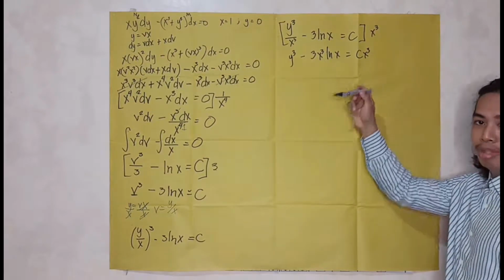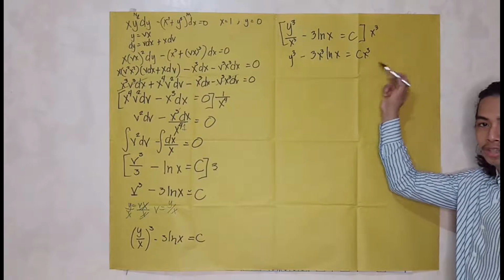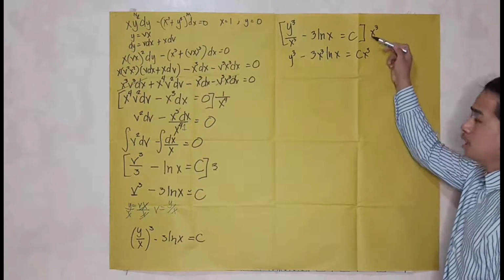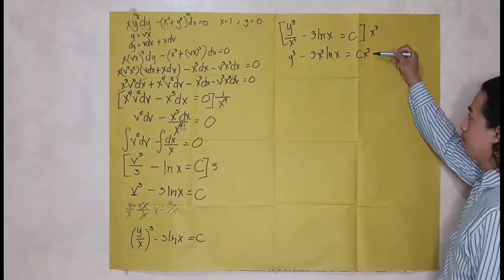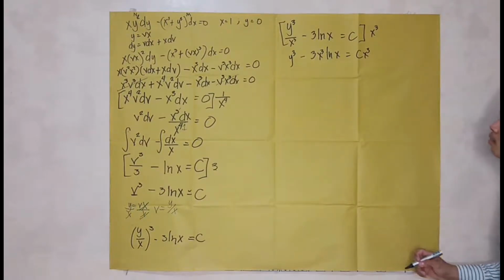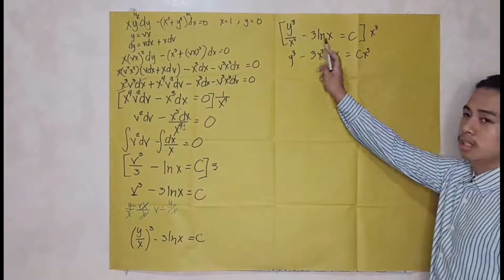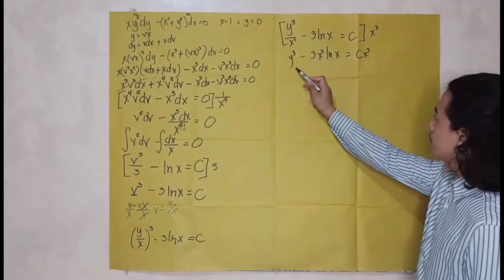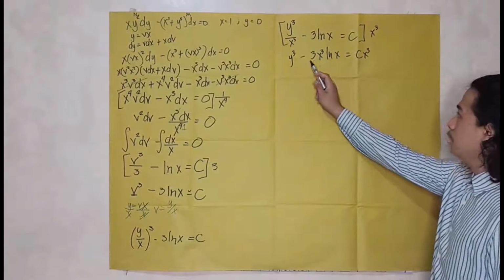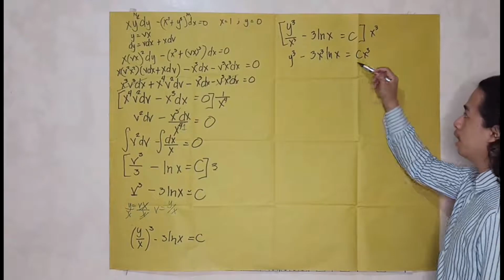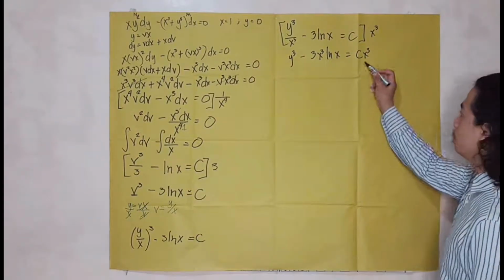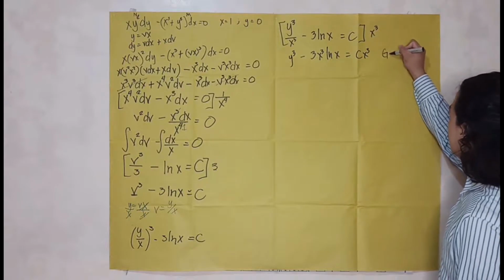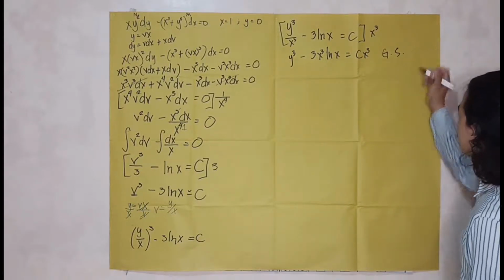Nakakancel lang siya kung i-multiply natin is constant din. Halimbawa is c times 3. Nagiging constant lang din siya. Pero kung variable, hindi siya nagiging constant. So therefore, by simplifying this, we have y cube minus 3x cube ln x is equals to c x cube. So therefore, this is the general solution.